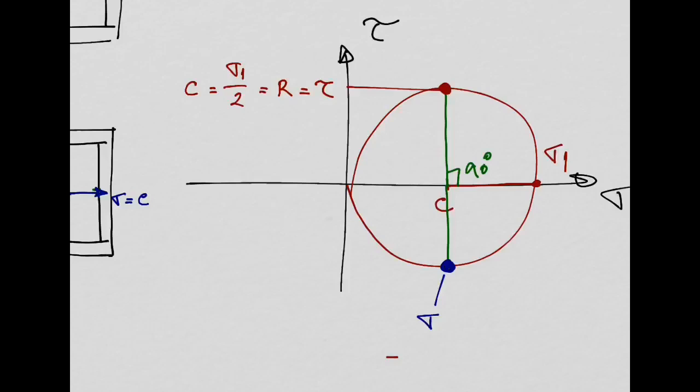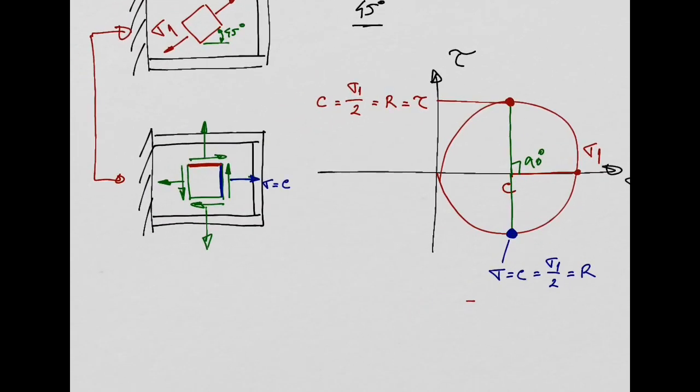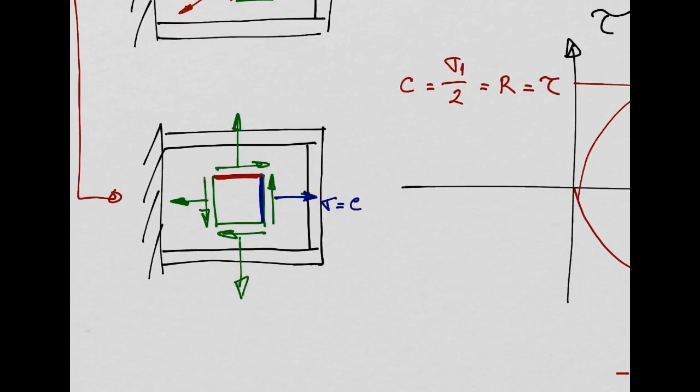This sigma, so this is the sigma, right? This distance is going to be equal to the center, equal to sigma 1 over 2, equal to the radius, yeah? So we can say that this sigma here is going to be equal to sigma 1 over 2.